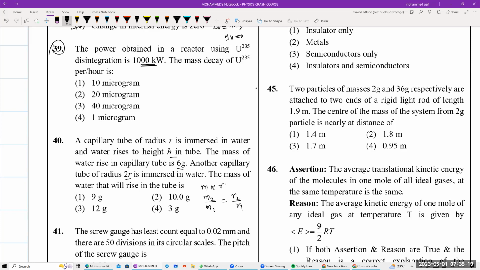Okay. The mass of the water risen in the capillary tube is 6 g. Another capillary tube of radius 2r, यानी इसका हो गया r2 is equal to 2 times of r1 divided by r1. r1 gets cancelled. So m2 is equal to 2 times of m1. m1 की वैल्यू दे रखा है 6, 2 into 6 that will be equal to 12 grams.